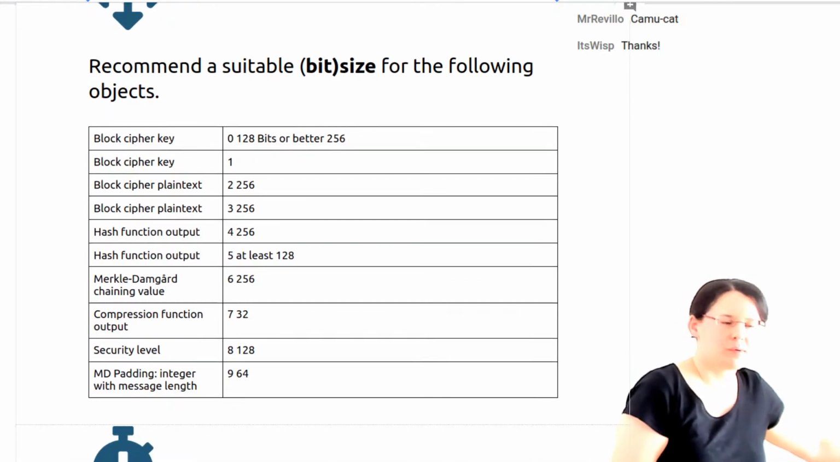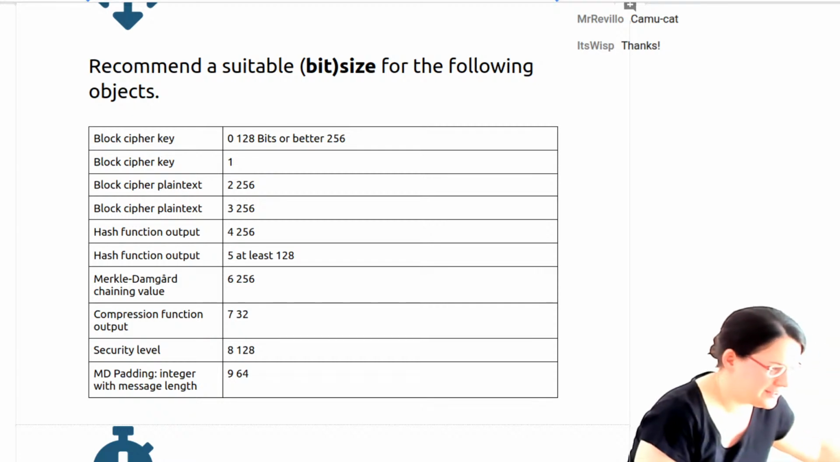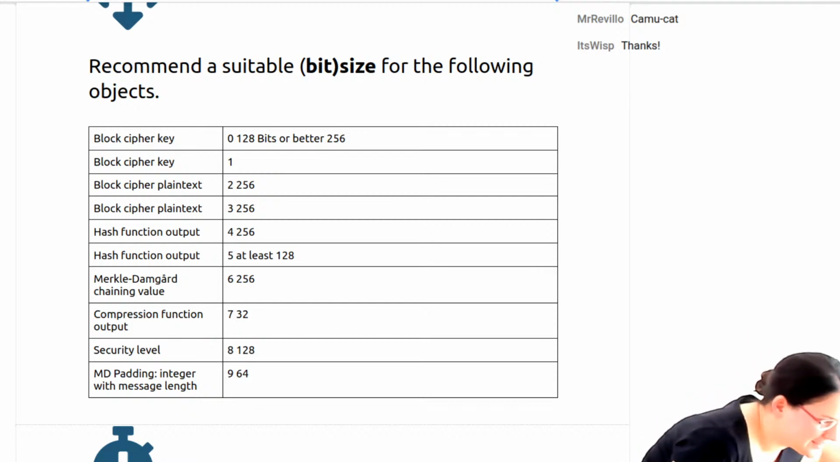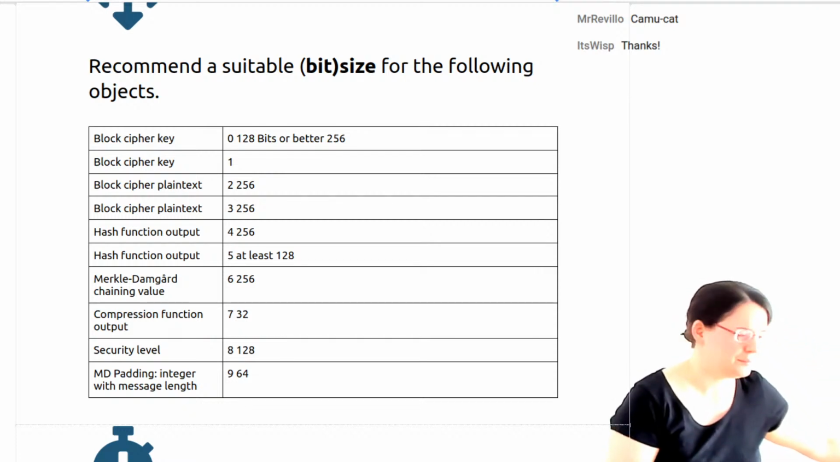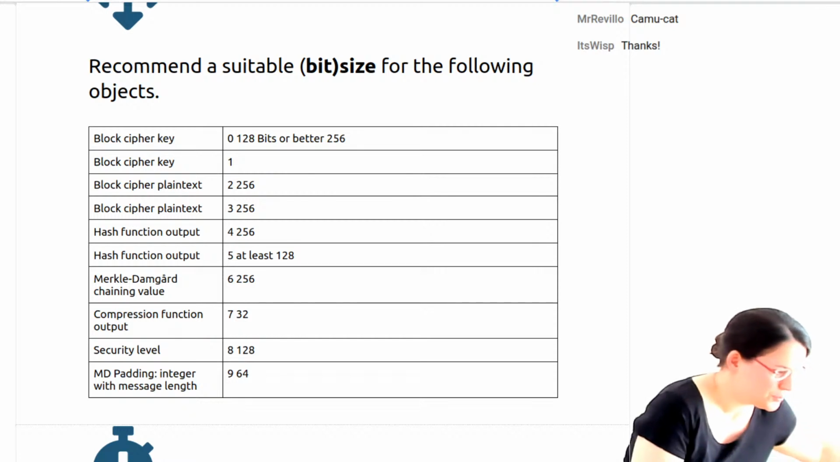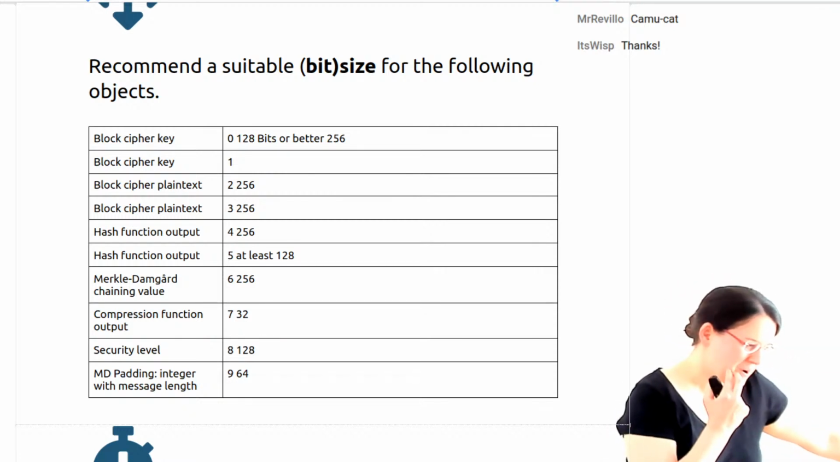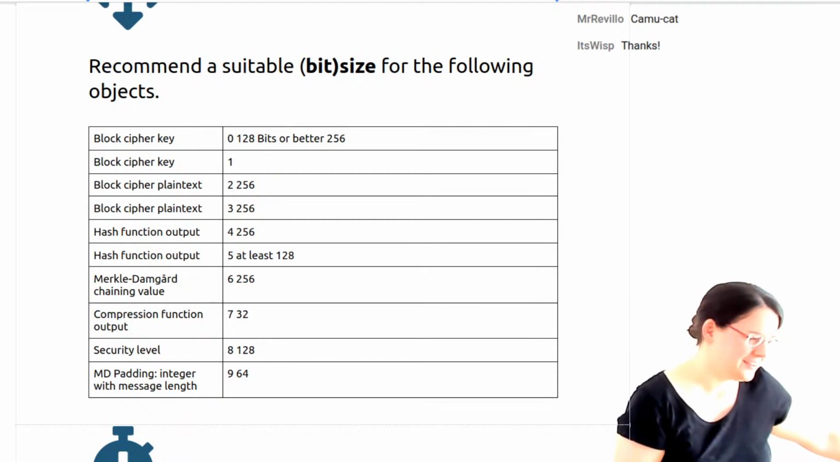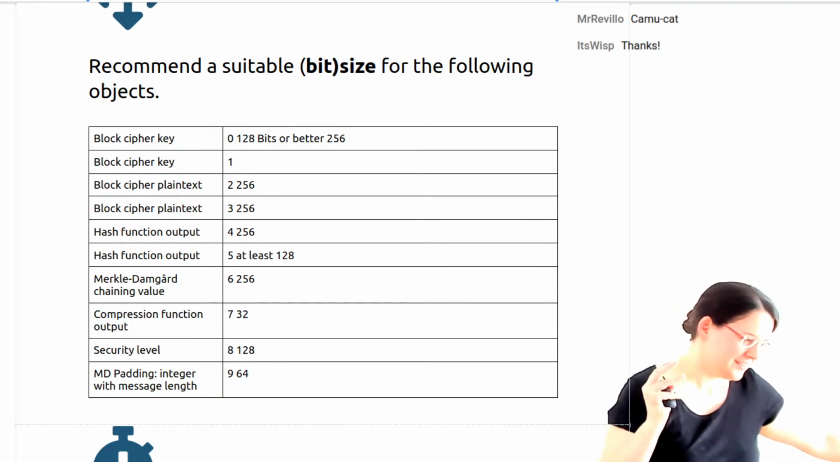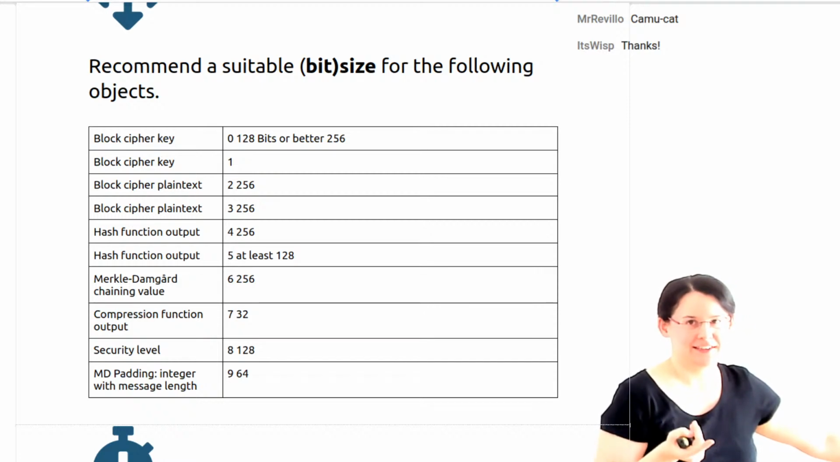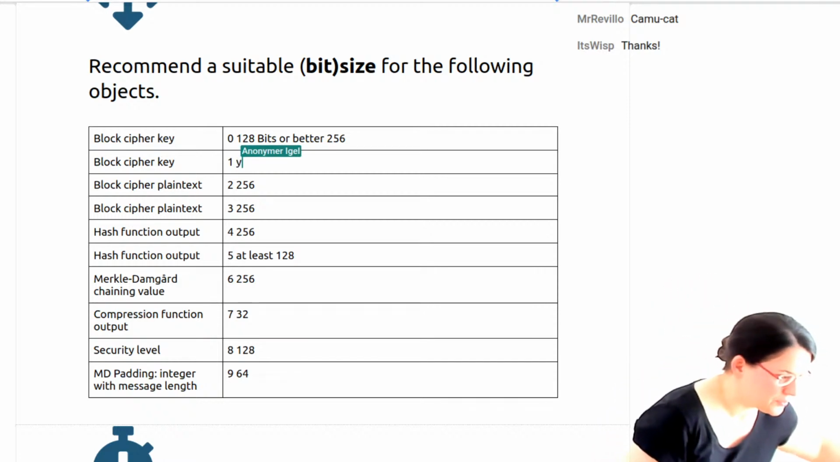Then we have suitable bit sizes for the following. Block cipher key, 128 or 256 sounds great. Plain text, 256 sounds good, but both teams posted the same thing. Hash function output, 256 is great. Somebody says at least 128. Well, I wouldn't trust a 128-bit hash value because the number of hash function evaluations that is required to break that is approximately what the Bitcoin network does in less than 1 second. Though of course if you do it personally you will take a lot longer.